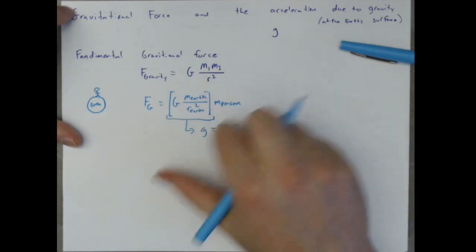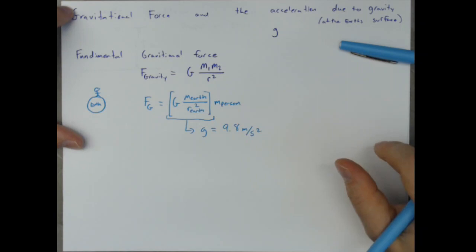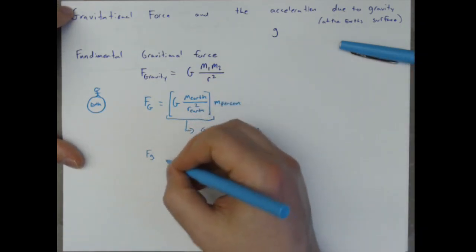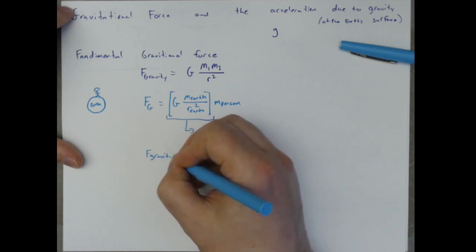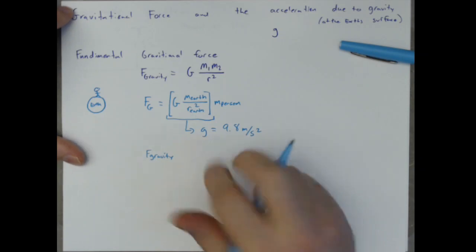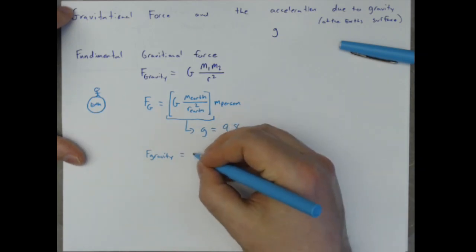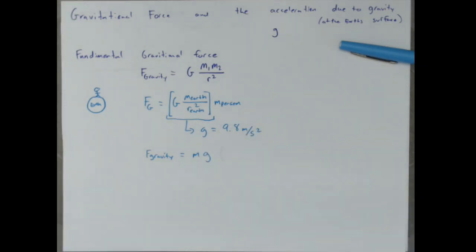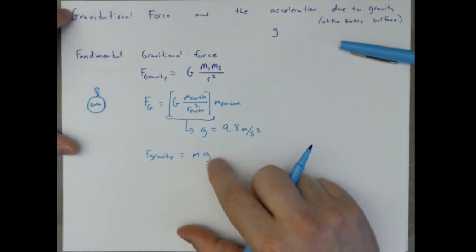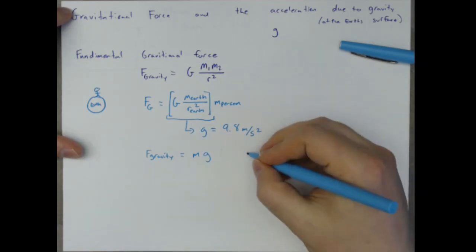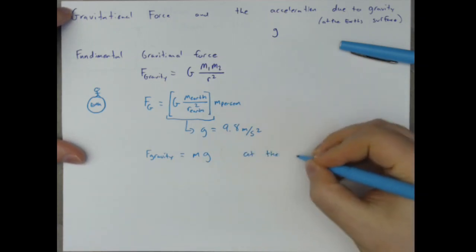We'll go through this, I'll make you calculate it, and then we'll do this a bit more. But what this lets us say is that the force of gravity, and I've switched to little g here because now we're talking about the force, is the mass of your object times g. So this is the force due to gravity at the Earth's surface.